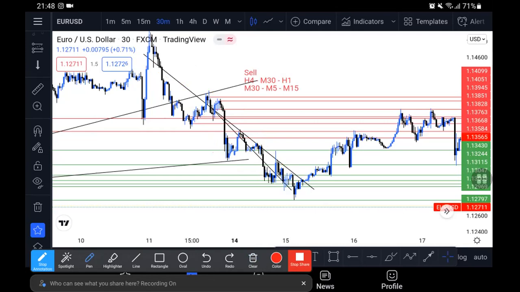Okay, so every time after we enter at the miss, we are expecting the break of bias after that. It's the same cycle. After entry, we wait for the bias to break. If we enter at M5, we wait for M15. If we enter at M30, we wait for H1 to break. If H1 breaks, then just repeat the cycle at M30. If M15 breaks, then repeat the cycle at M5. Same thing.